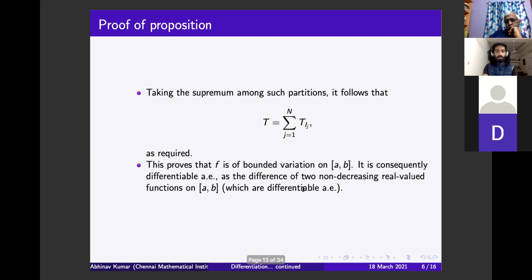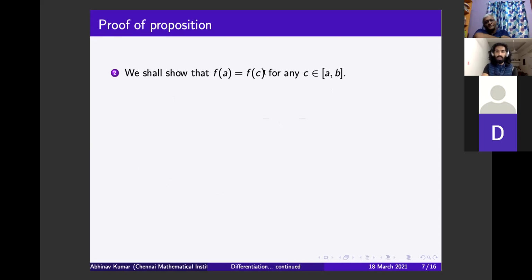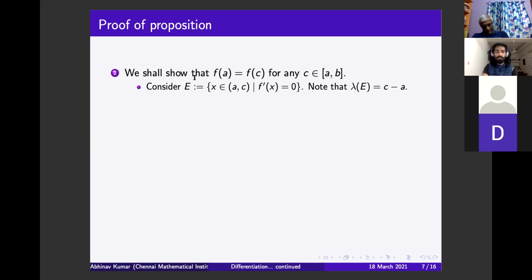Now, as for part 2, we will show that f of c is equal to f of a for any c within our interval. So consider just this set. Recall that we know our function is differentiable almost everywhere. So first of all, we consider any c within this closed interval [a, b], and now let's look at those points within this open interval where the derivative is 0. Call that set E, and note that the Lebesgue measure of E is c minus a, because we had assumed that the derivative of the function is 0 almost everywhere. That's our hypothesis.